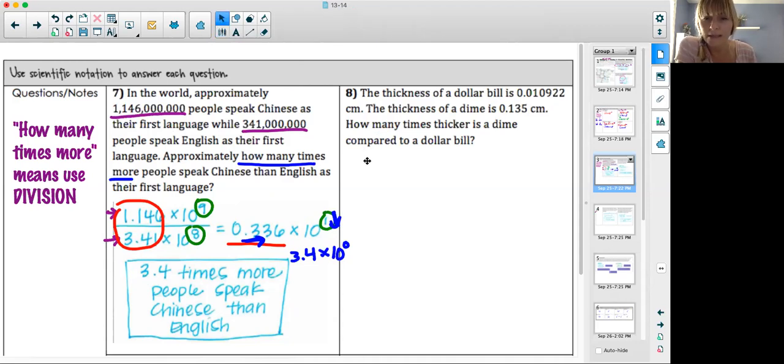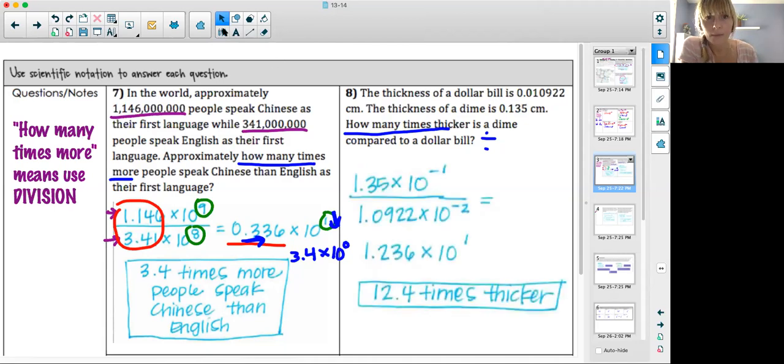All right, number 8. The thickness of a dollar bill is 0.010922. Okay, question number 7 was all about really large numbers. Question number 8 is all about really small numbers. So how many times, okay, the thickness of a dime is 0.135. How many times, oh, there it is. How many times thicker? This is a division problem. Okay, I'm gonna help you out on this one. You ready? You ready to see it? Be ready to watch and listen and write this all down.